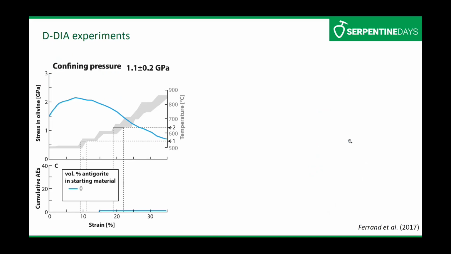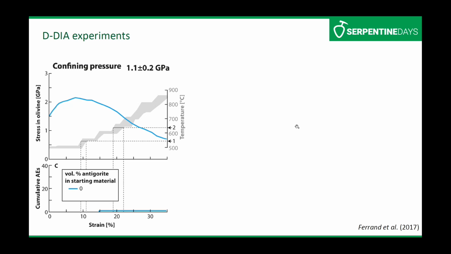So this is the result of an experiment at 1.1 GPa. So you have the stress in olivine as a function of strain, and the cumulative number of acoustic emissions as a function of strain. As you can see, when you push on the sample, you increase the stress, and when you increase the temperature, which is in gray, you decrease the stress. And so this is a boring experiment, but important.